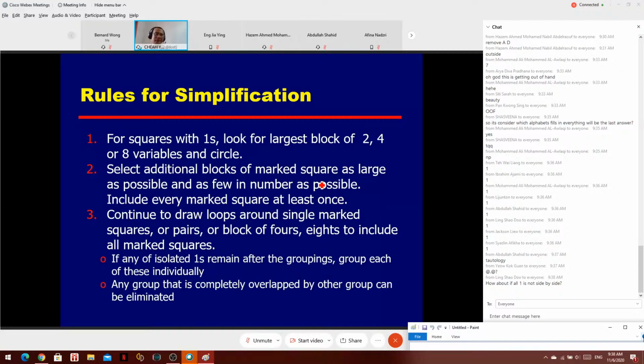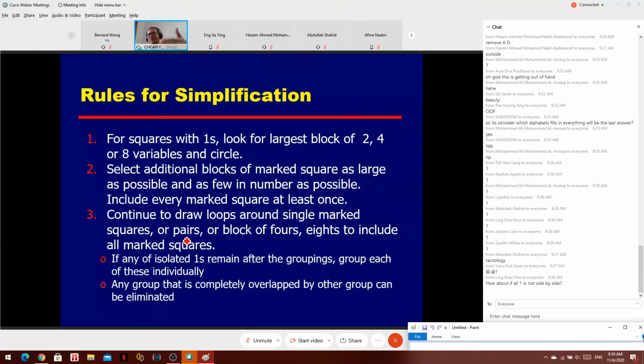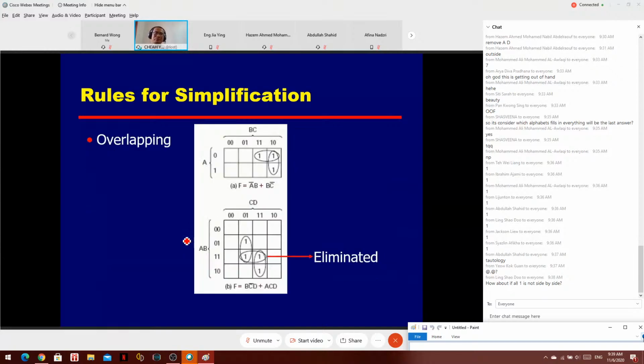All right. And what else? Draw a loop. So this is what we showed in the examples, what you should do. But this is just a textual explanation of what we have just done. So I hope you understand.